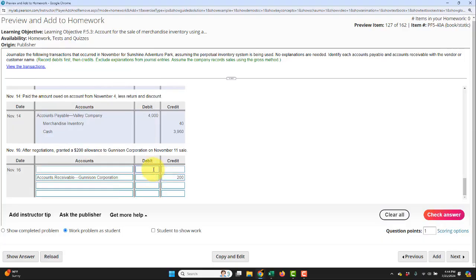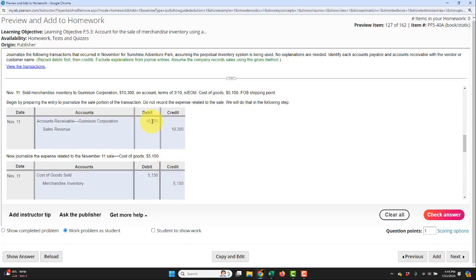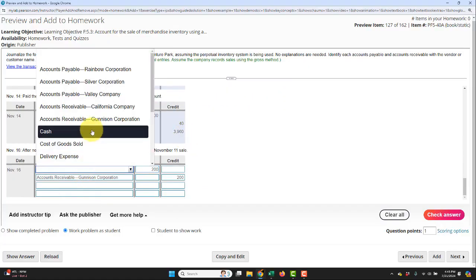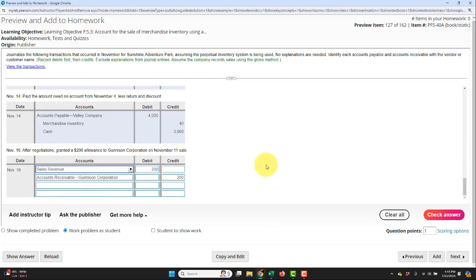And so what is our debit going to be? Now you could say, hey, I recorded a revenue of 10,300, but really I didn't generate this much revenue because we had this allowance that reduced that. So it could make sense, just theoretically speaking, to debit our sales revenue because now the sale is only 10,100 rather than 10,300.